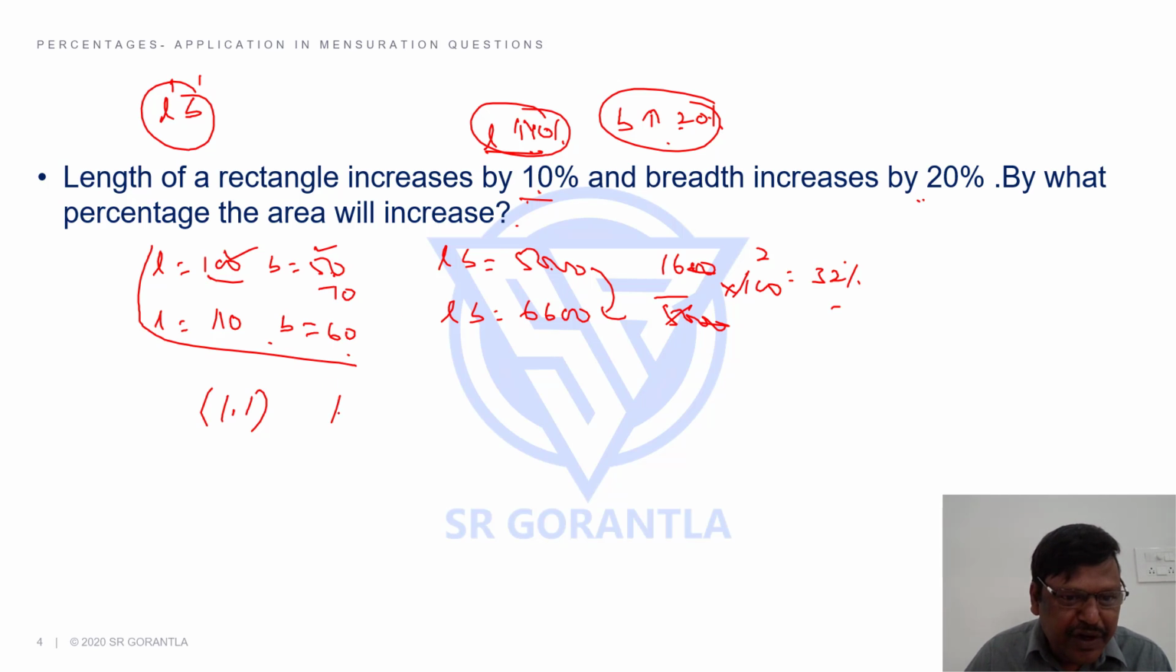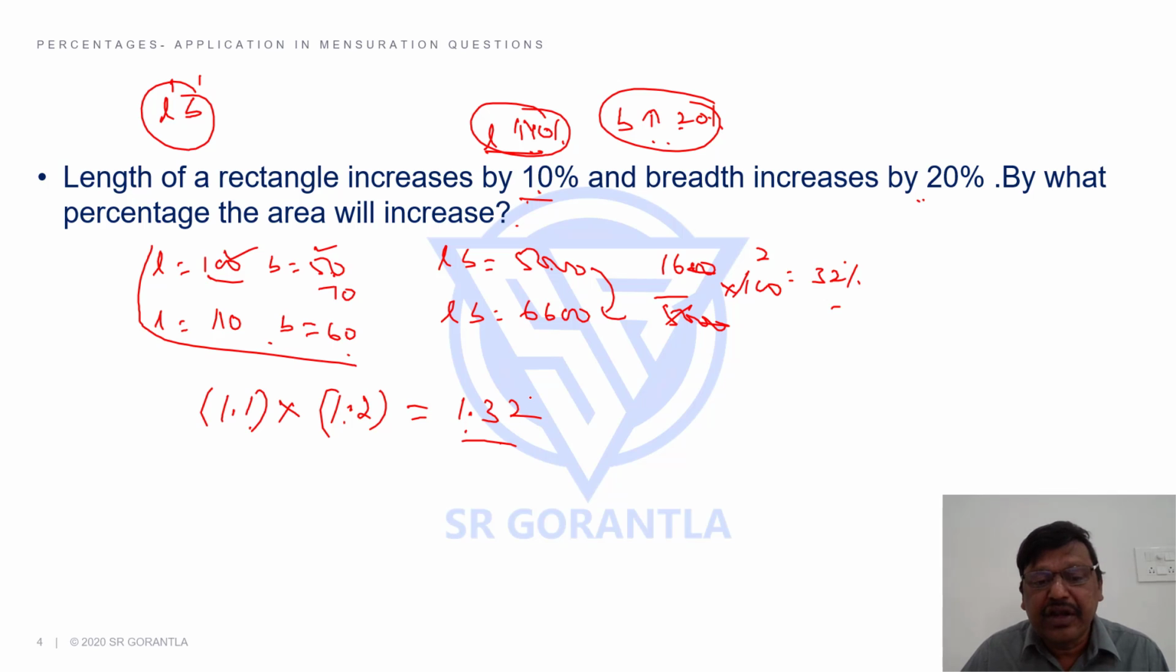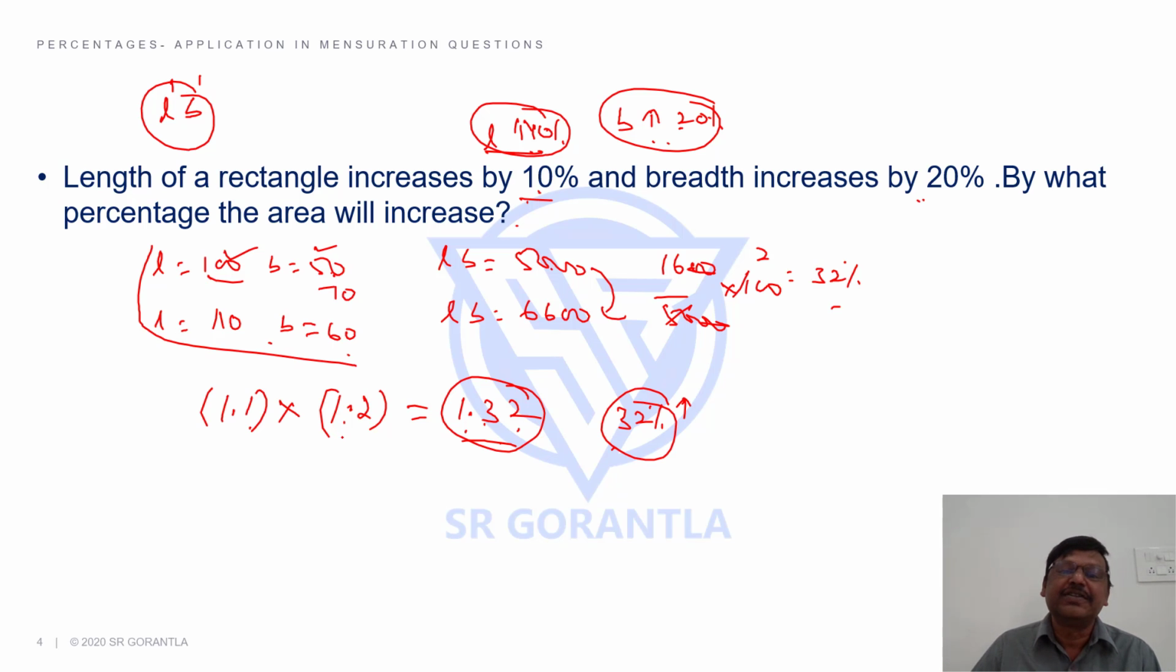What is the new breadth? 120% or 1.2 times. A 20% increase is 120%, as we have taken up in the earlier videos. So 120% or 1.2 times. 1.1 into 1.2 is 1.32. 11 12s are 132. 1.32 means there is an increase of 0.32, or an increase of 32%. This is the shortcut.